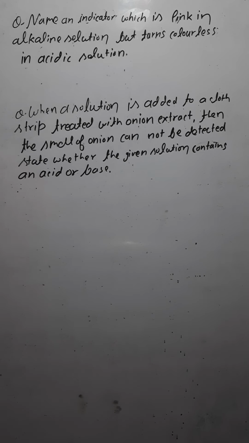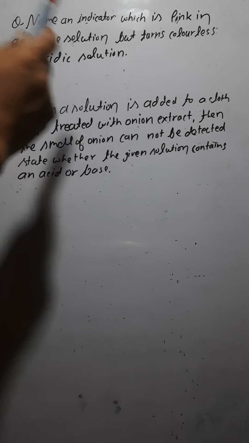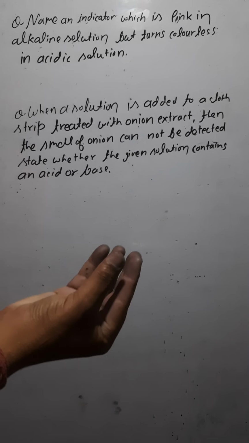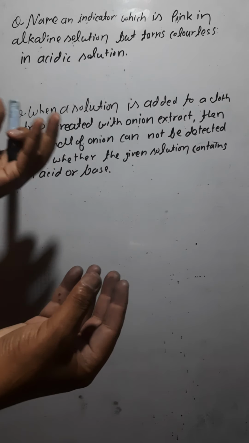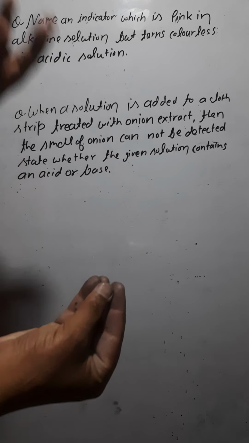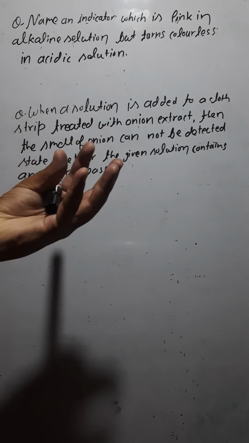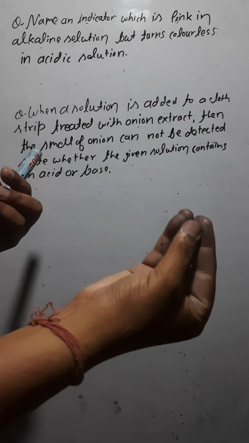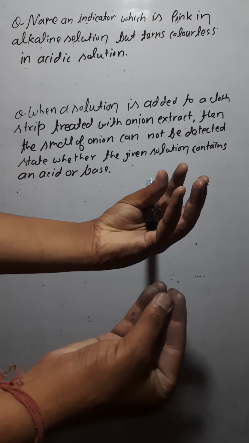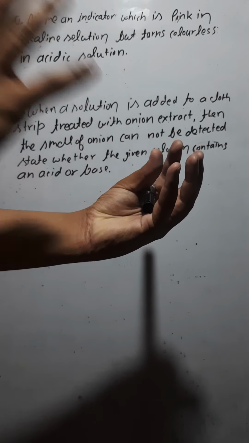A few more questions are here. The next question is, name an indicator which is pink in alkaline solution but turns colorless in acidic solution. You have an indicator. When you add this indicator to an alkaline solution, alkaline solution means basic solution, it would turn the basic solution pink. But if you add this indicator to an acidic solution, it would remain colorless.